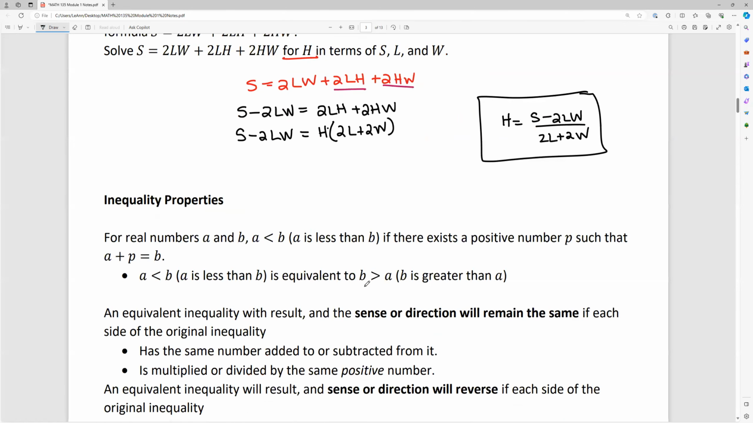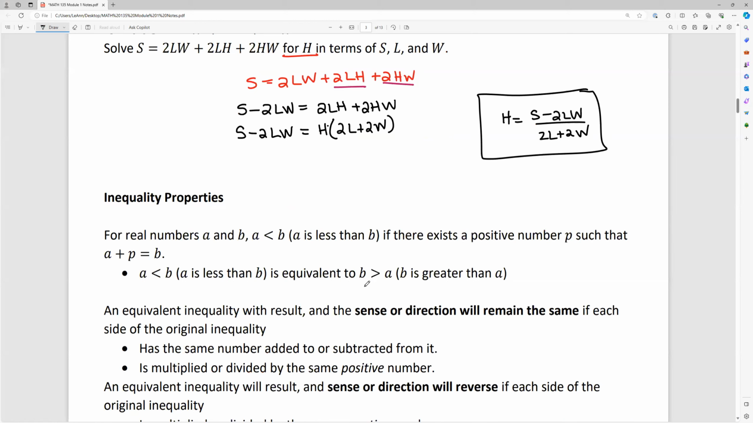All right, so we're going to switch gears for a little bit now, and instead of talking about just equations, we're going to be talking about inequalities. Inequalities, remember, have things like less than, greater than, less than or equal to, greater than or equal to. So for real numbers A and B, A is less than B if there exists a positive number P such that A plus P will make it equal B. A less than B is equivalent to B is greater than A.